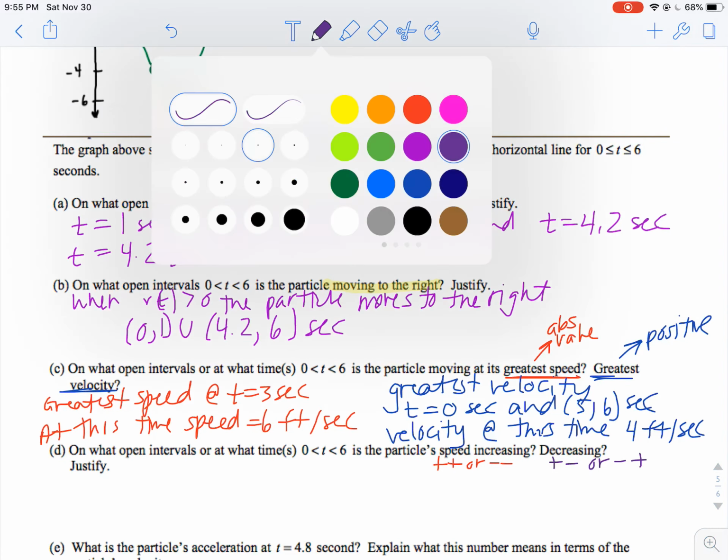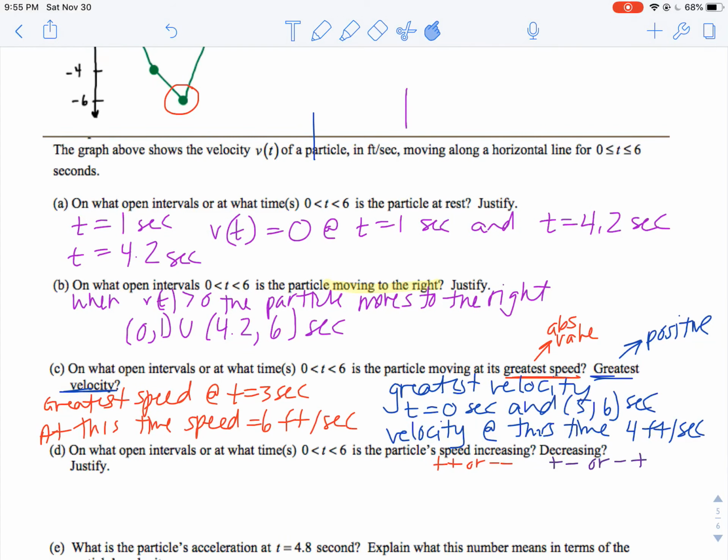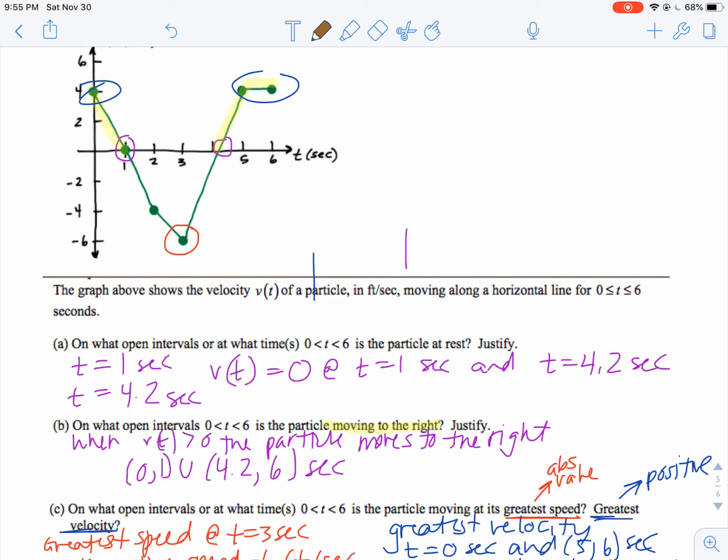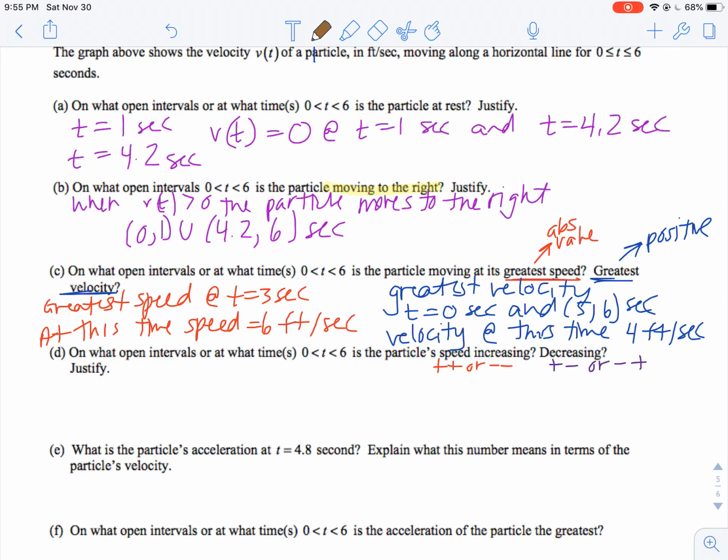Okay, so I'm looking at, let's do brown. I haven't used that yet. The speed being increasing, that's going to be increasing from 1 to 3. Because our velocity is negative and also our acceleration is negative because we got that negative slope there. So that's going to be speed increasing, 1 to 3.